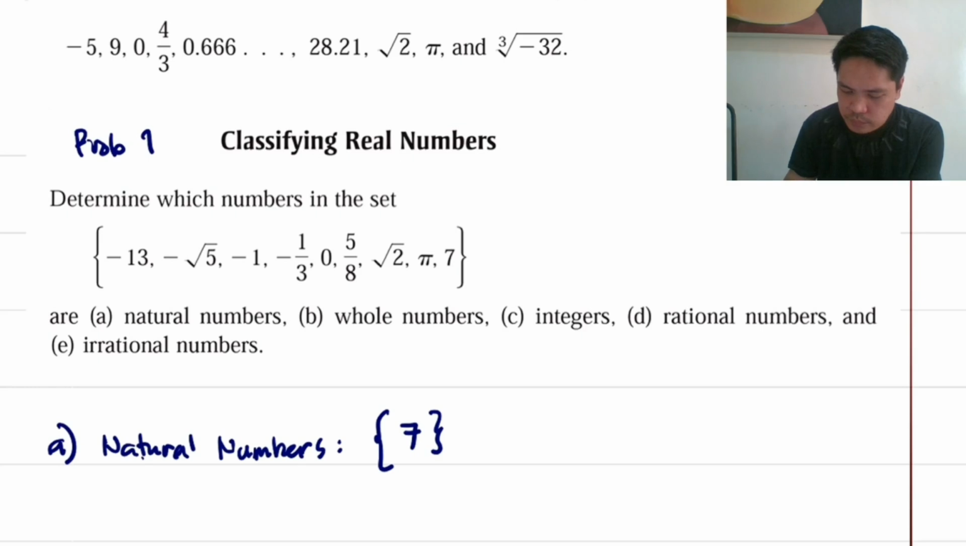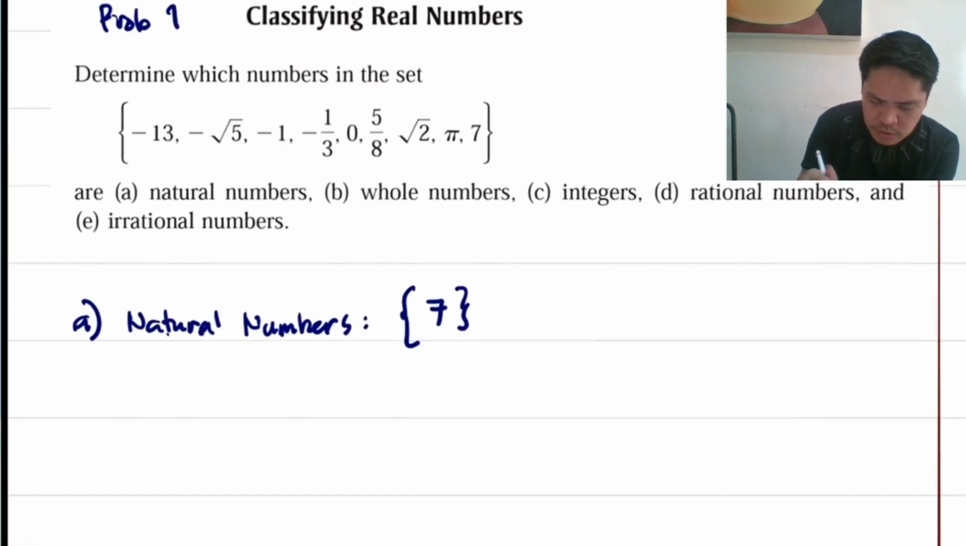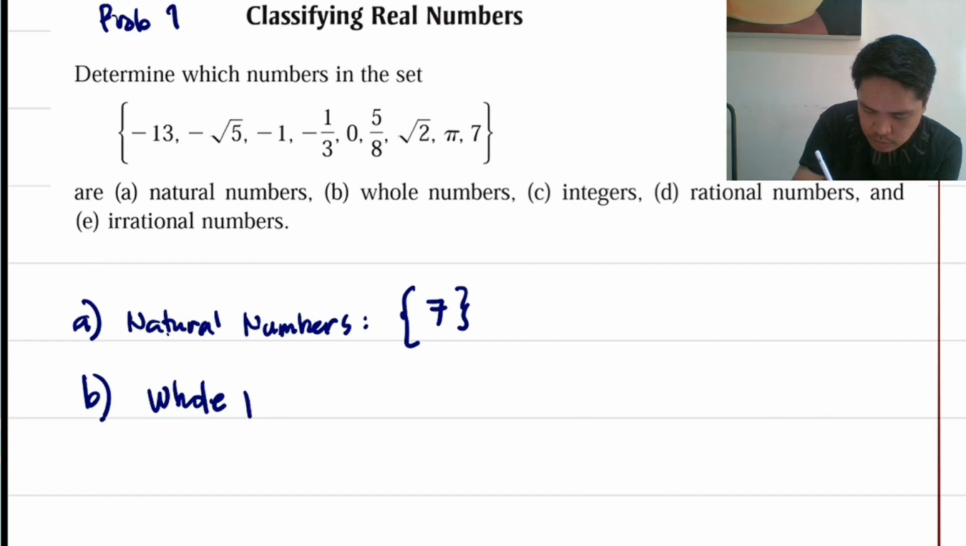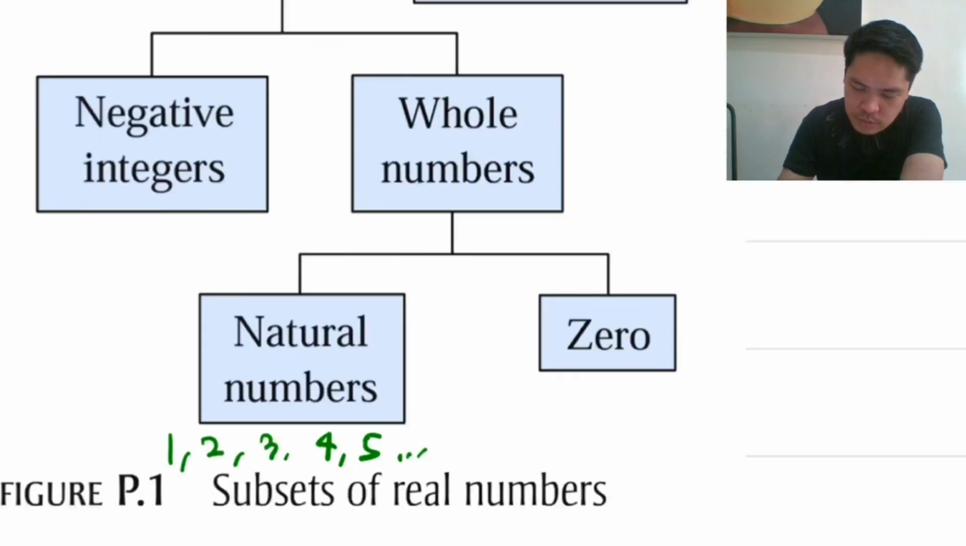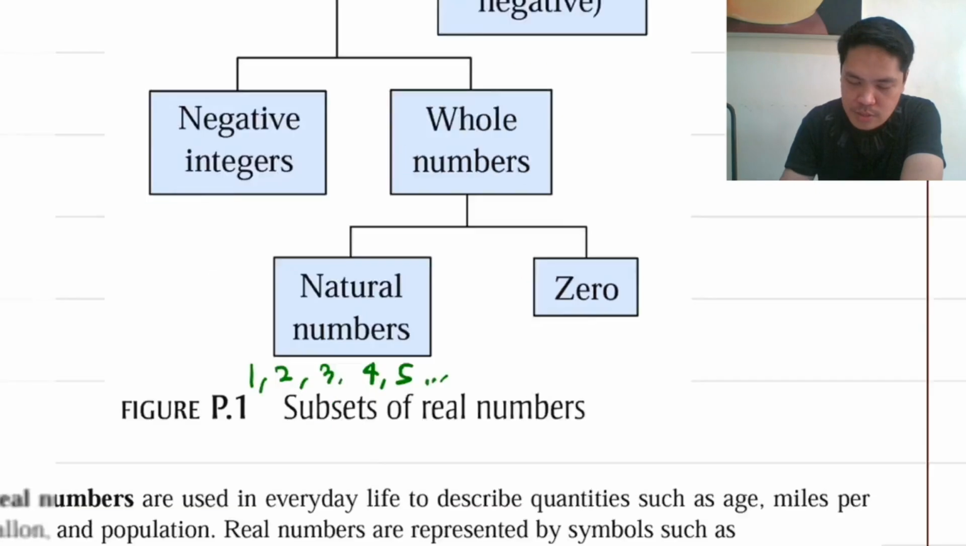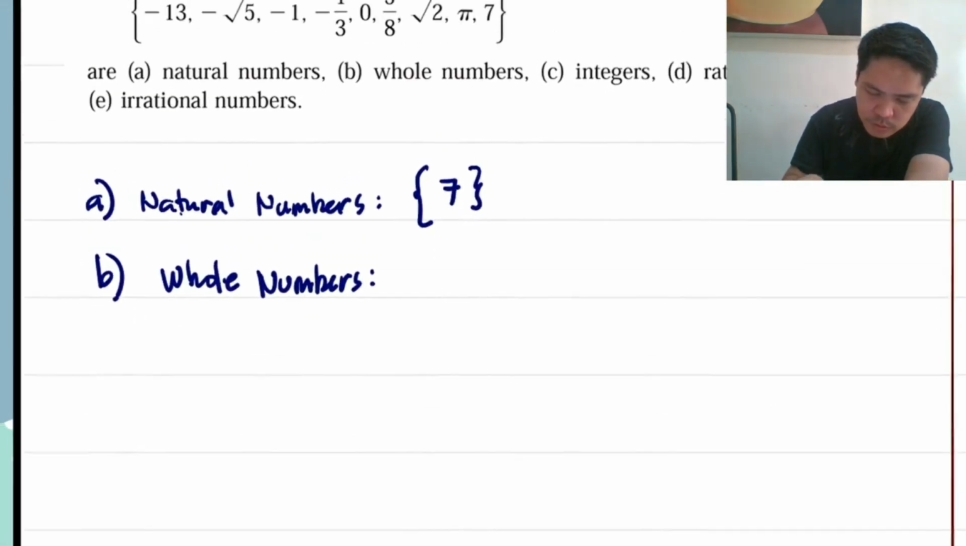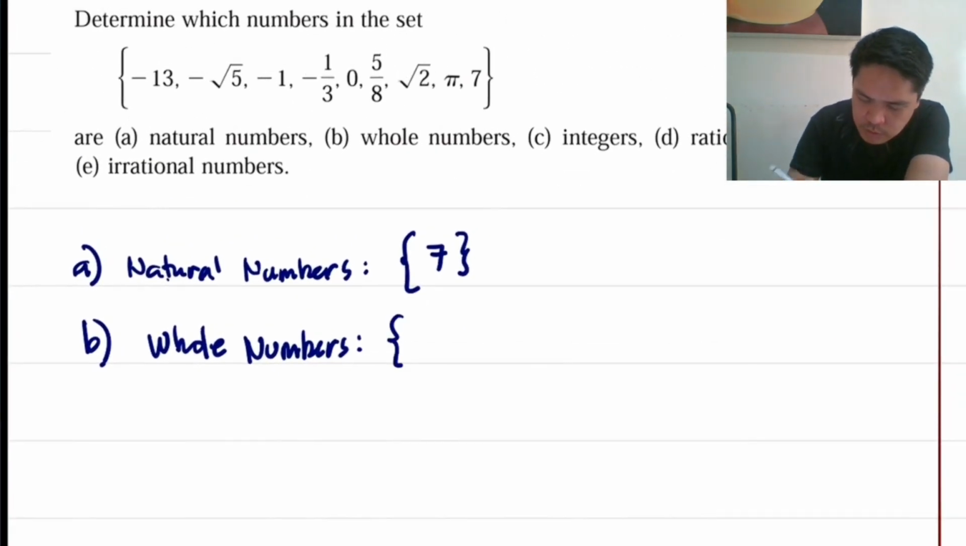Okay. For the second part, letter B, whole numbers. Whole numbers are positive numbers and 0. Whole numbers are natural numbers and 0. So let's just include 0. 7 is a natural number, so 0 and 7 are whole numbers.